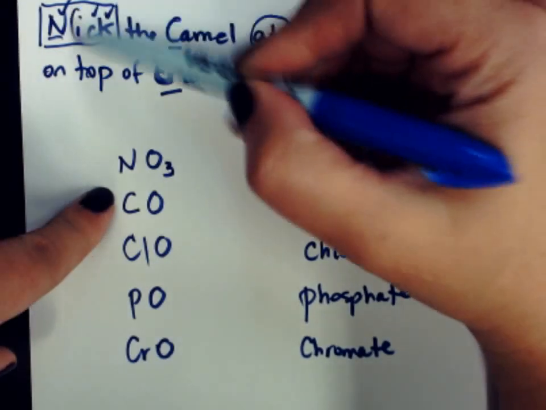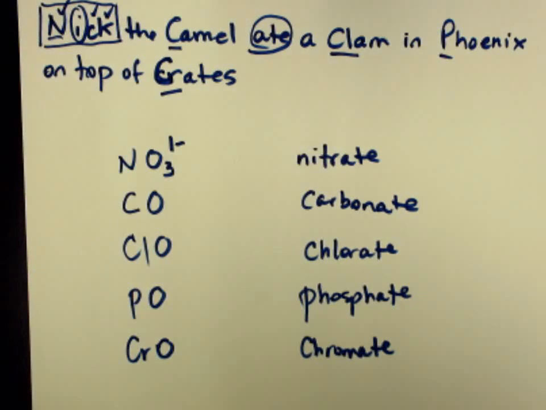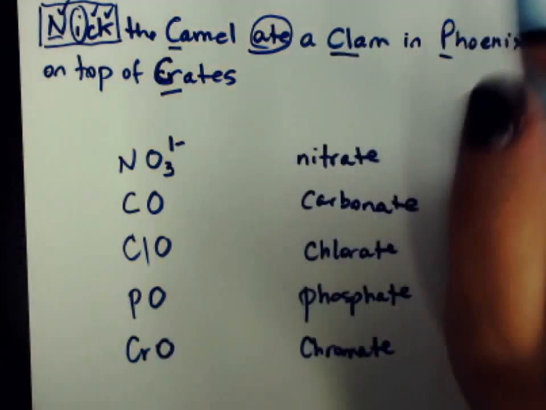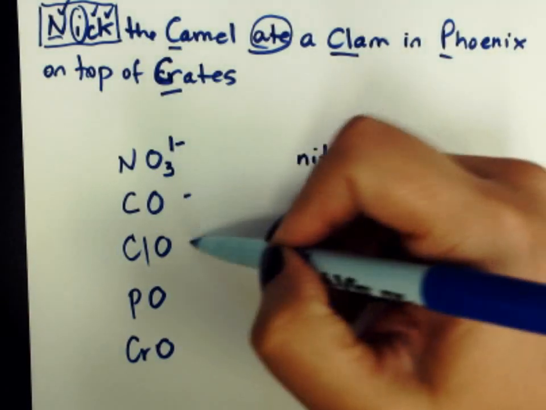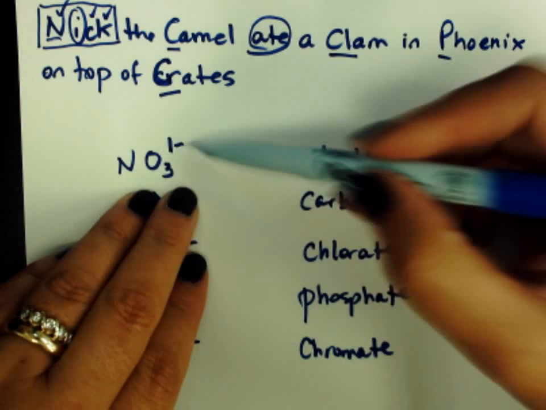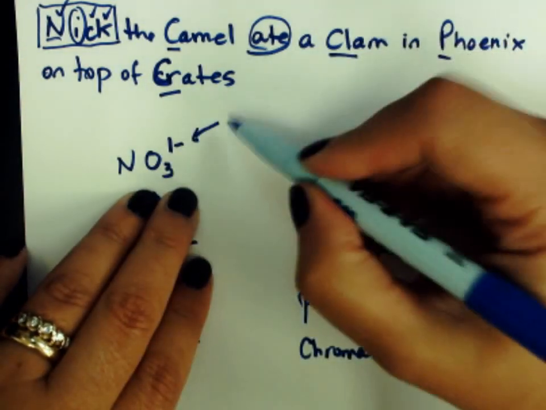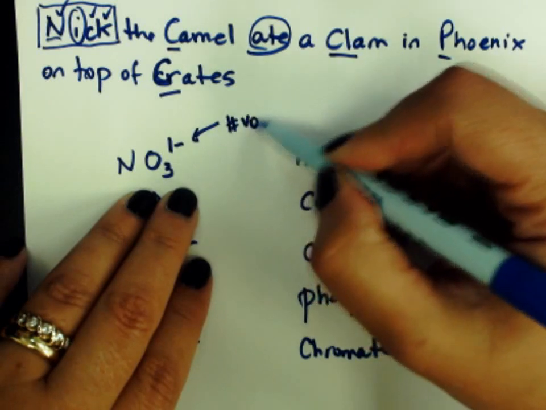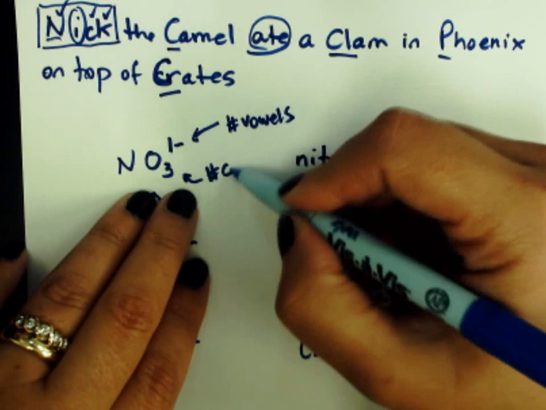The number of vowels that you have is the charge. If you look at that polyatomic ion table, I would say 99% of the polyatomic ions on that table all have a minus charge. All right. So the formula for nitrate is NO3 1-. Again, the top number, you can derive by counting the number of vowels. The bottom number you derive by counting the number of consonants.